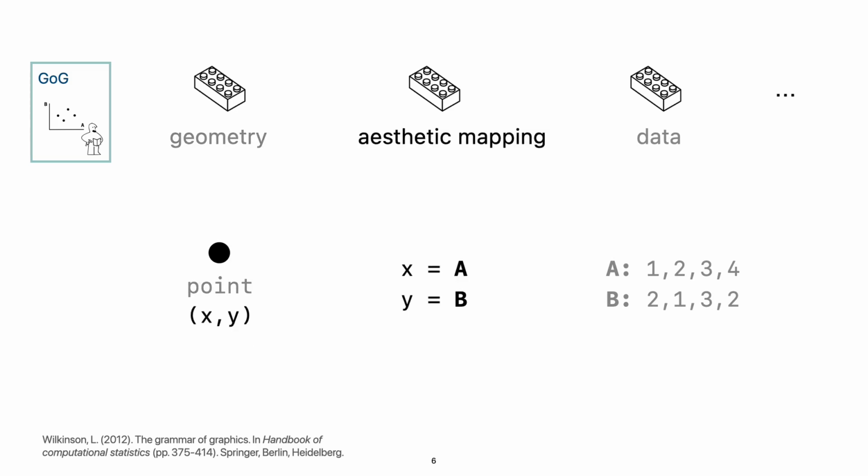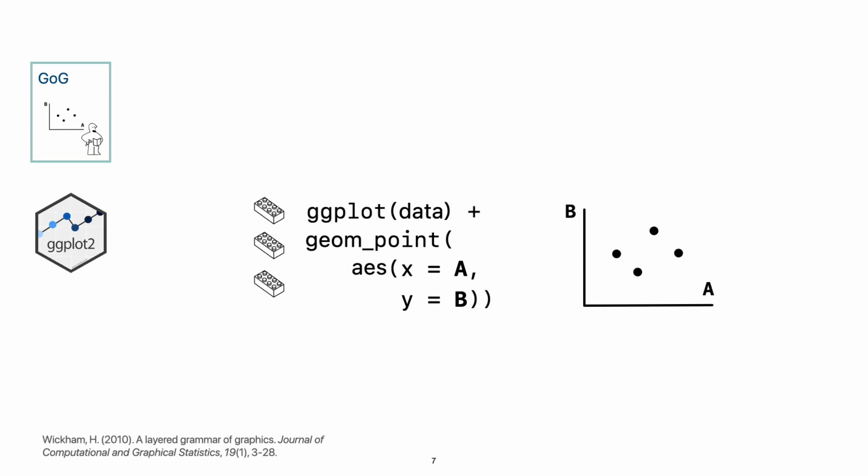And the data and geometry components are connected through an aesthetic mapping data onto properties of the geometry, in this case the x and y coordinates. Other properties or aesthetics include color and size. This grammar may sound abstract, so an analyst might write code like this to specify the scatter plot. This is ggplot, an implementation of the grammar of graphics.